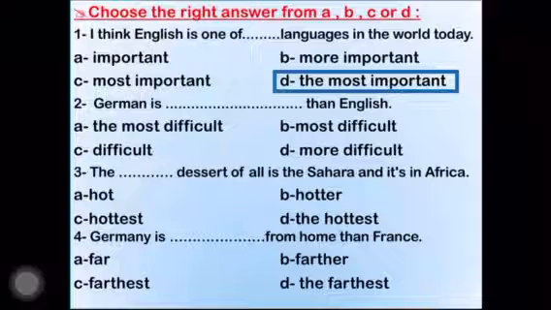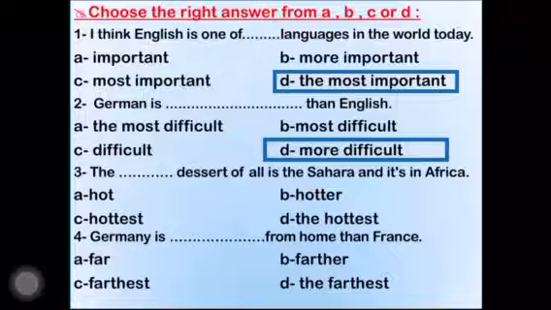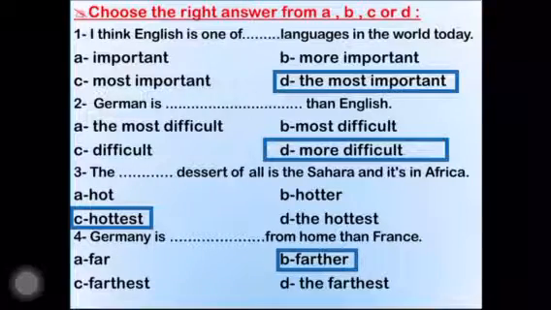Two. German is ___ than English. So here we have a comparison between two, which is more difficult. Three. The ___ desert of all is the Sahara, and it is in Africa. So here I am comparing between one and a group, so it is the hottest. Germany is ___ from home than France, so we are comparing between two, so it is farther.